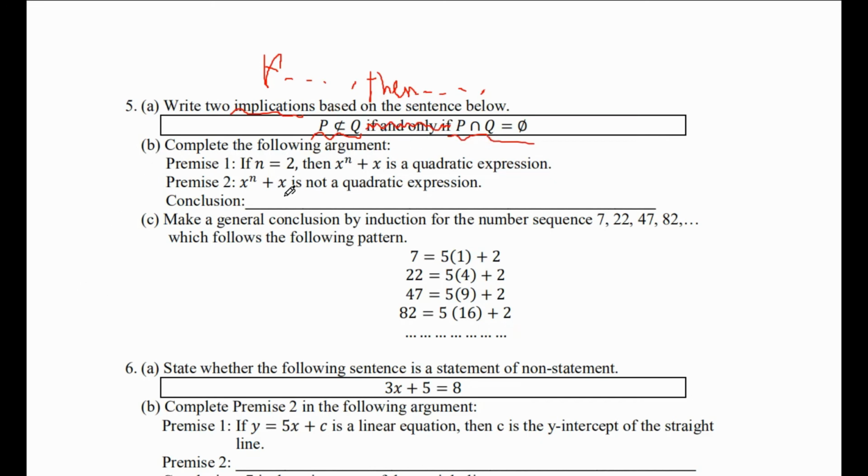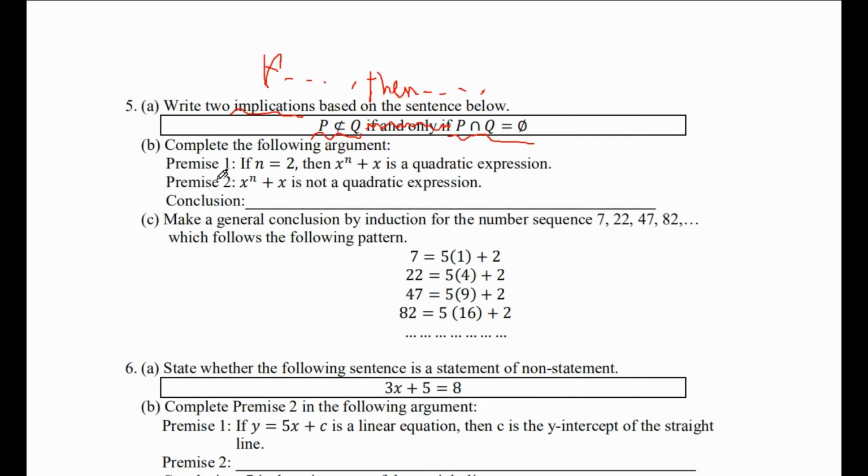Complete the following argument. Premise 1: If n equals to 2, then x power n plus x is a quadratic expression. Premise 2: x power n plus x is not a quadratic expression. Okay, we have to write the conclusion. So we just cancel the similar words between premise 1 and premise 2.